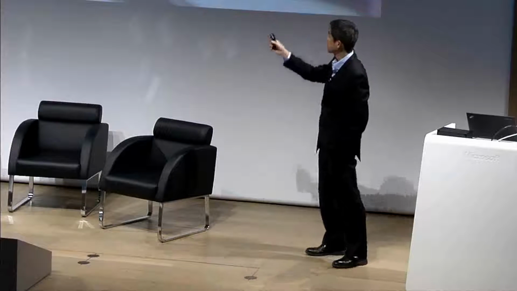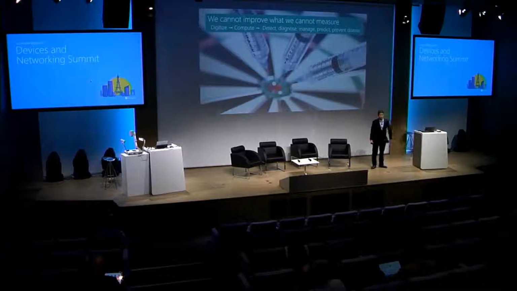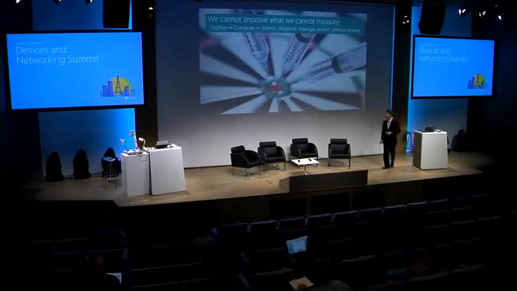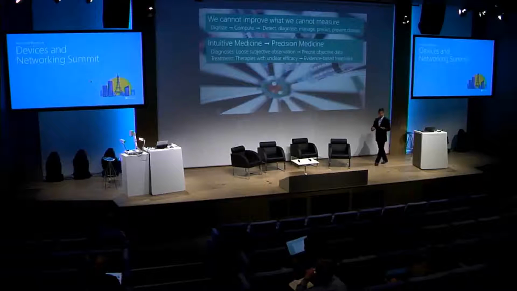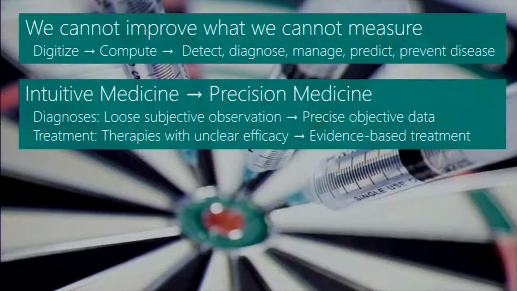We see our task as first digitizing the analog world, the human body and the environment we're operating in. After which we can apply all the things we have as computer scientists to compute, all toward the goal of detecting, diagnosing, managing, and hopefully eventually predicting and preventing disease. Fairly simple high-level statement. The goal then is to move from very intuition-based medicine, something that humans observe and that's fairly subjective, to a system of more precision medicine. So let's turn at least parts of medicine more into data science.